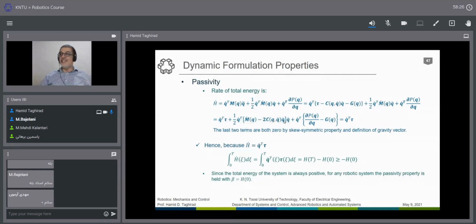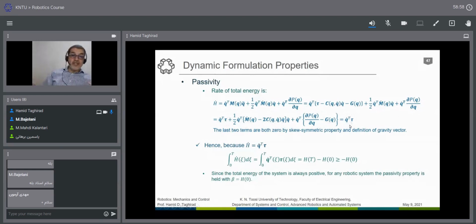We know this when it is multiplied by q dot. Of course, this q dot is extra. We have only one q dot. This is a mistyping. And then also the last term, we have g and the partial of P with respect to q, and we know that the partial of P with respect to q is equal to the g term. This also becomes 0, and we reduce to only q dot times tau.